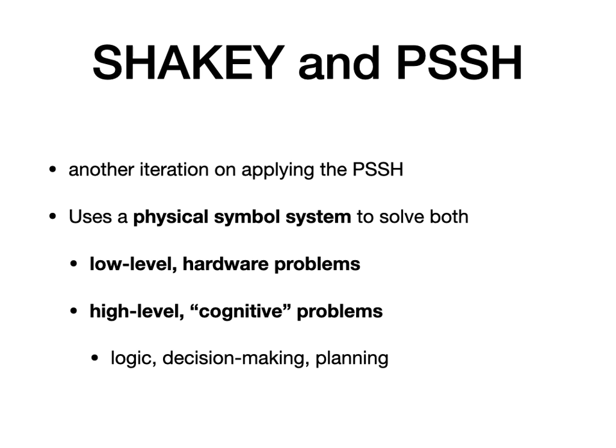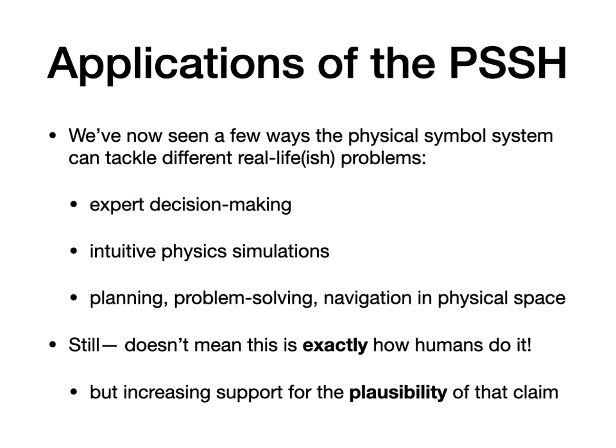So that's Shaky. Relating it to the physical symbol system hypothesis, it's just another iteration, right? It has a physical symbol system, and it uses it to solve both low-level hardware questions about how exactly to move and not fall over, and the higher-level, more, quote, cognitive type problems like logic, decision-making, planning, that kind of stuff. So, this concludes our foray into some of the interesting ways the physical symbol system hypothesis has found legs in things beyond just the broad theory, right?